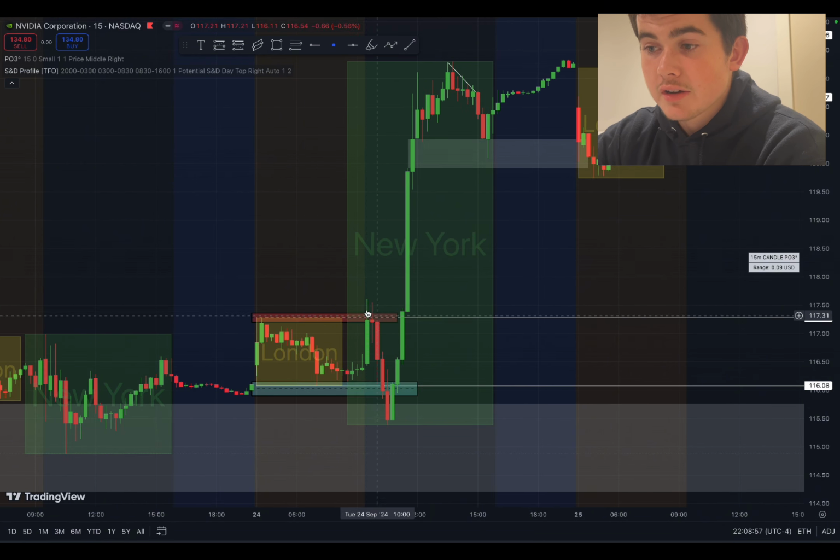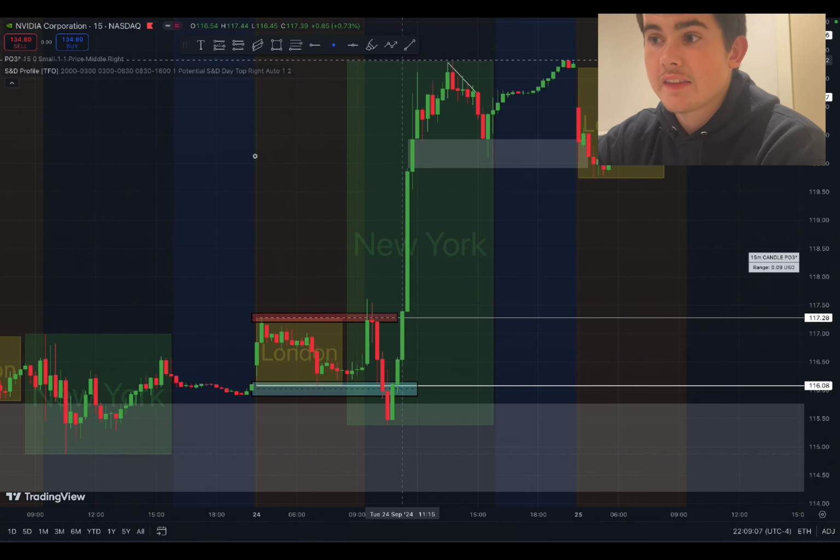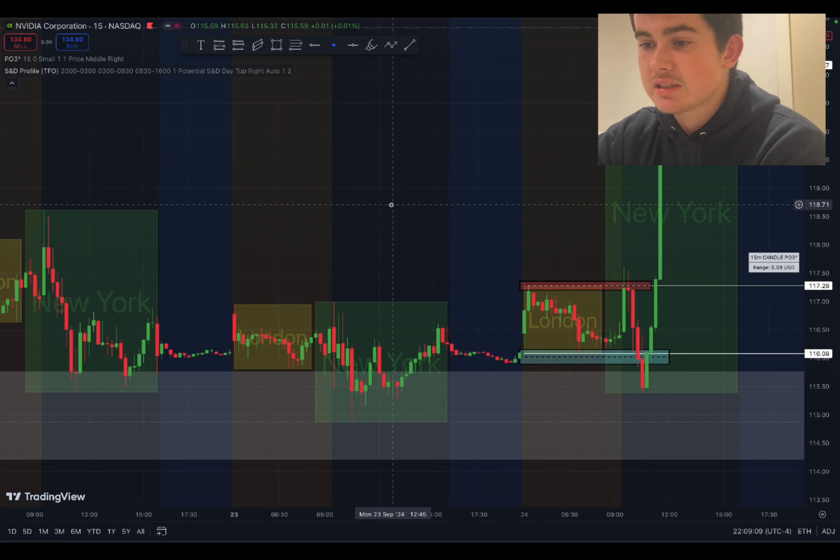So here they were pushing sellers or buyers out of the position so they could sell, and then here they were pushing buyers out of the position so they could take their positions, get an even better discount, and then push it up and make billions and billions of dollars.